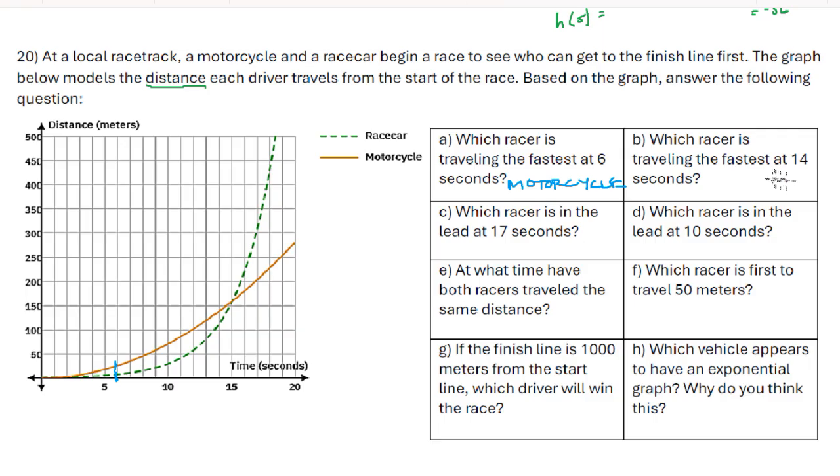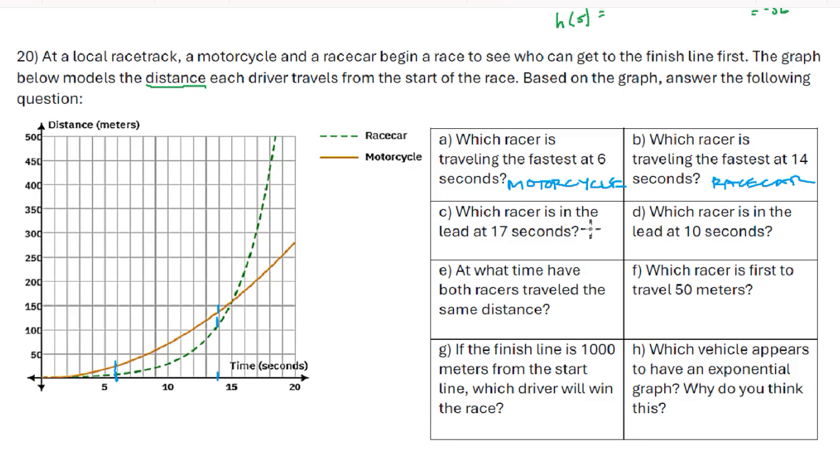All right. Now, similar question. Which racer is traveling the fastest at 14 seconds? So here's our 14-second marker. Take a look. We got where we're crossing the dash line, which is the race car, and the solid line, which is the motorcycle. You can see now, class, the race car actually has a steeper slope, which means it is traveling faster than the slope of the motorcycle. So the race car is definitely traveling faster. Remember, traveling faster means highest slope or biggest slope.